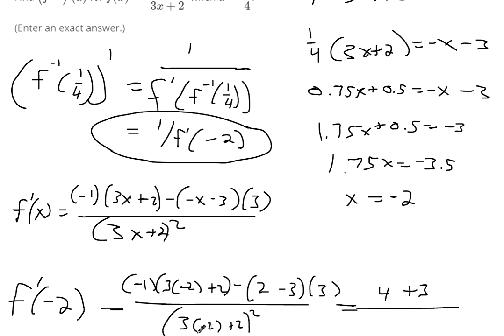And then here, 3 times -2 makes -6. -6 plus 2 makes -4. -4 squared is something. 16, right? So 4 plus 3 makes 7. So 7/16 is what needs to get plugged in here. So it's just the reciprocal, right? 1 over 7/16. That's the same thing as 16/7.